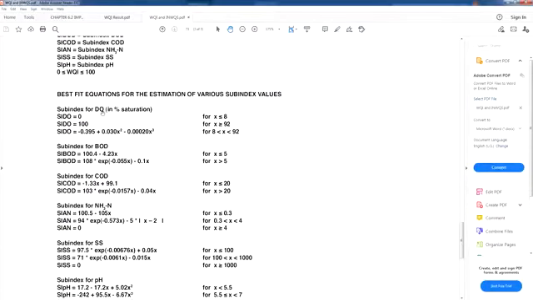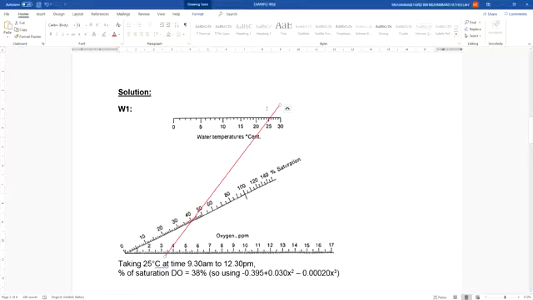Okay, so the formula for WQI, for the sub-index for DO, SIDO, must be in percent of saturation. It is not in the form of the concentration of the oxygen, but in the percentage of oxygen saturation. So in order for you to obtain this unit, you have to use the nomogram. Okay. So first, how do you use this?